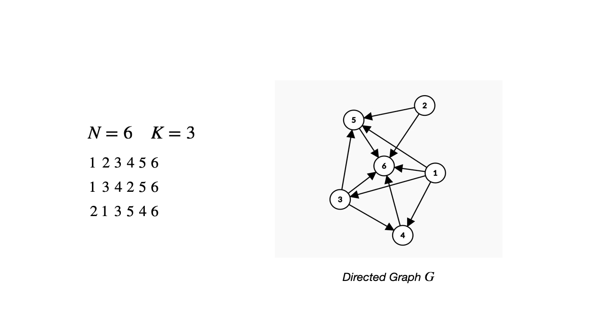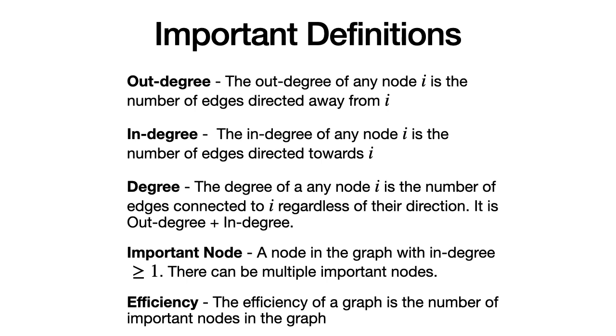Now let's look at the second condition, which was out degrees and in degrees. Before we actually analyze the condition, let's look at some important definitions for this condition. Now, the out degree of any node I is the number of edges directed away from I in the graph. The in degree of any node I is the number of edges directed towards I in the graph. The degree of any node I is the number of edges connected to I regardless of their direction. It is equal to the out degree plus the in degree.